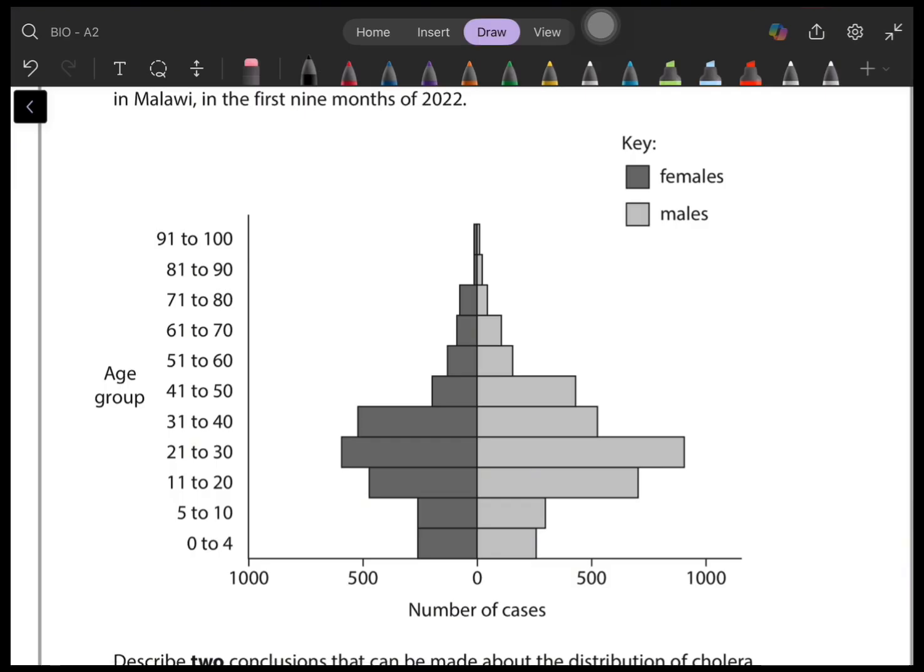From the graph here, I could say that cholera affects more males than females. First observation. And the highest amount of cholera cases is for the age group of 21 to 30, for both males and females.